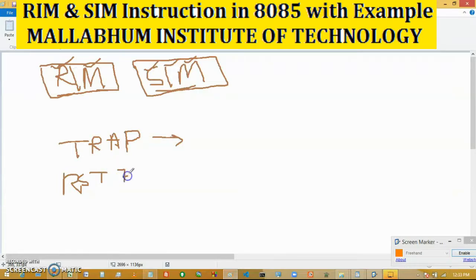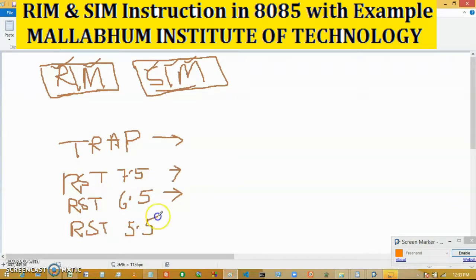RST 7.5, next RST 6.5, and last one is RST 5.5. Okay, and I am writing the call locations of these four interrupts.